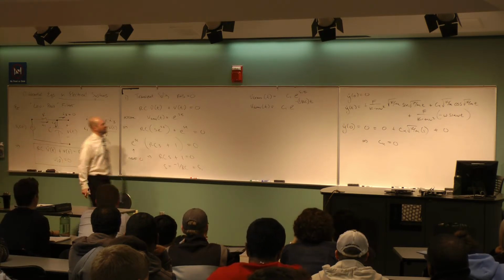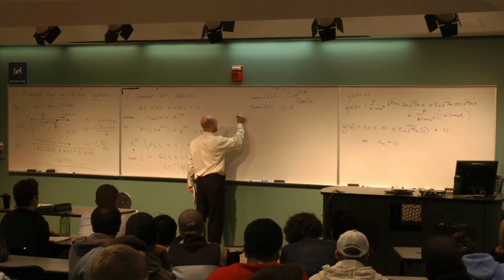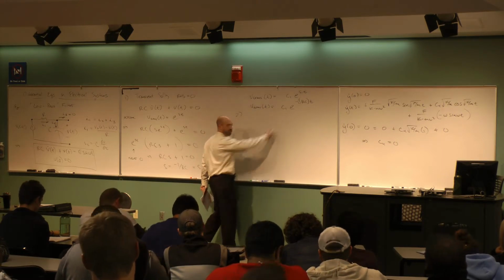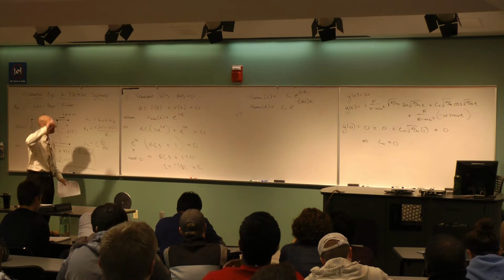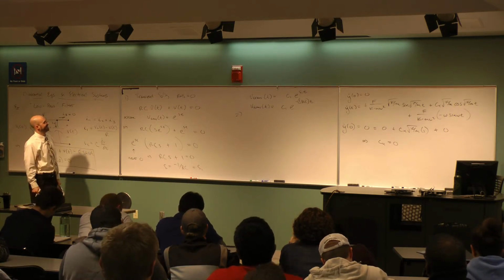Great. Next part. By the way, this right here, transient solution, that's 5 points on the final exam. Okay, we'll break this down in part. 5 points right there. Next part.